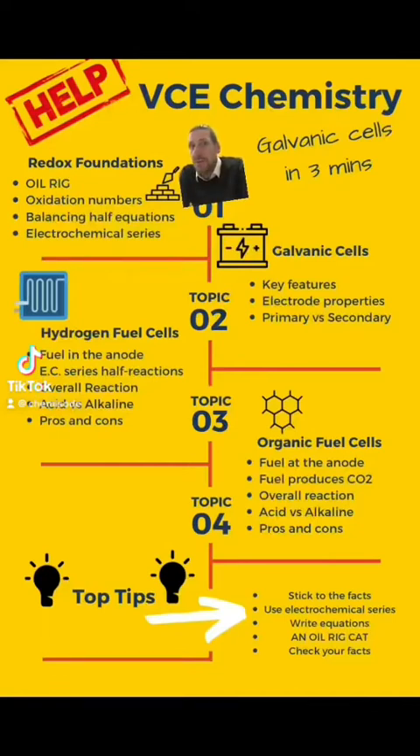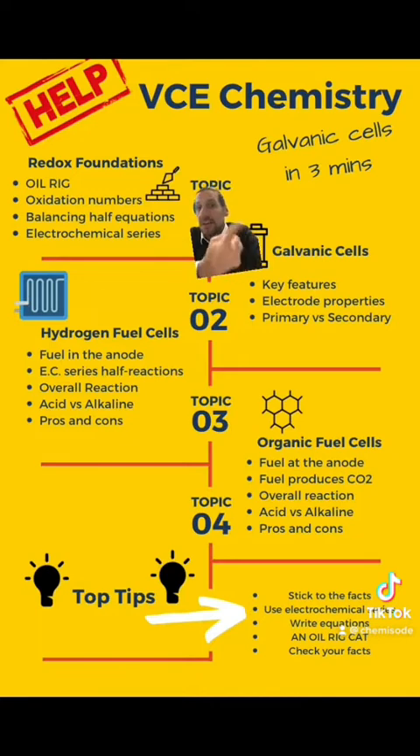Topic 2 overview, looking at galvanic cells in 3 minutes. Firstly, galvanic cells are based on redox chemistry, so before you start to tackle galvanic cells, you need to make sure you know your basic redox. OIL RIG, the oxidation numbers, you need to be able to assign and use oxidation numbers. You need to balance half equations and utilize the electrochemical series.